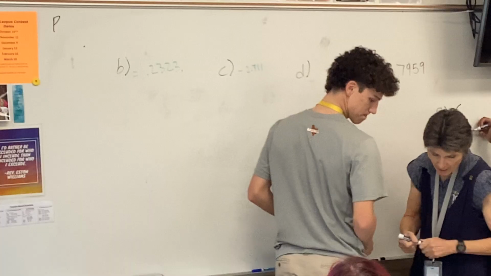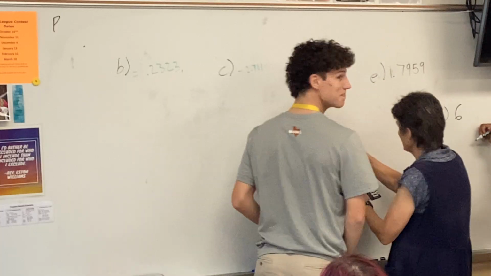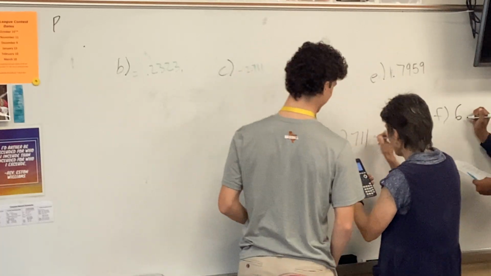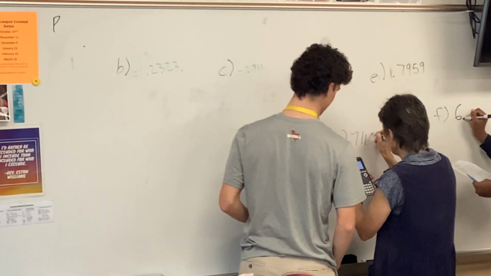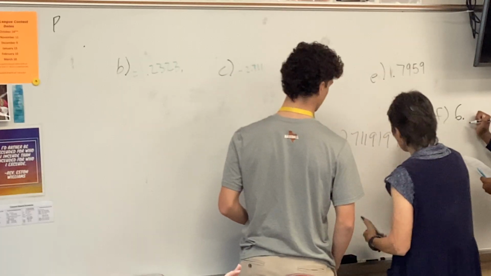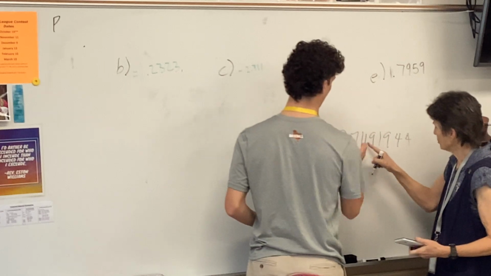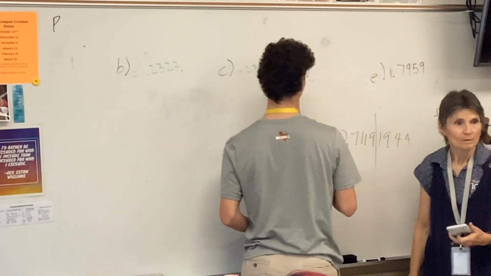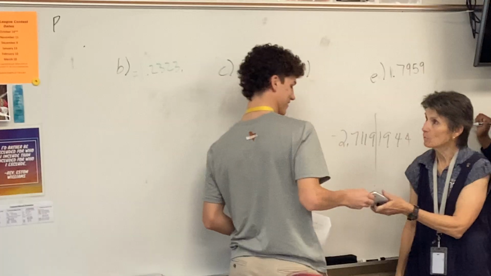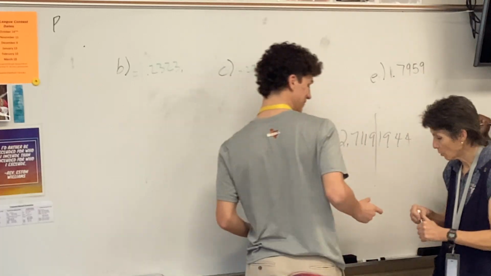Guys, we should not be having rounding issues. Look, write the number down. 711919. All right, now how many decimal places do we want? 4. So 1, 2, 3, 4. Right? See, you write it down and look at it. There's no question.